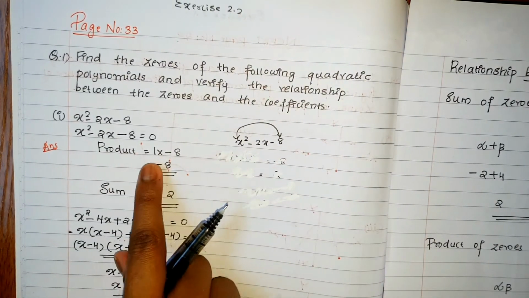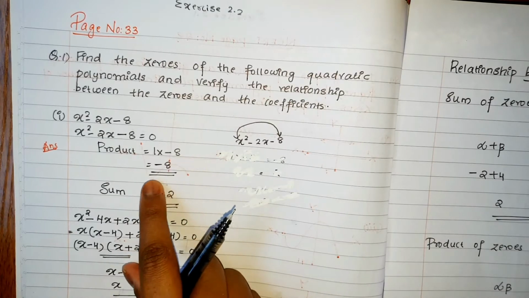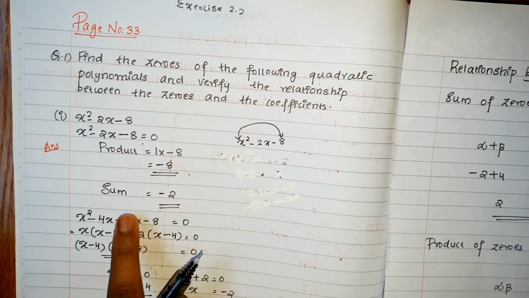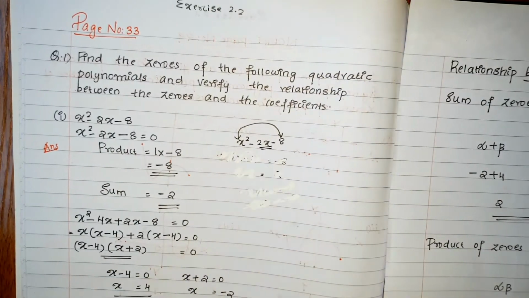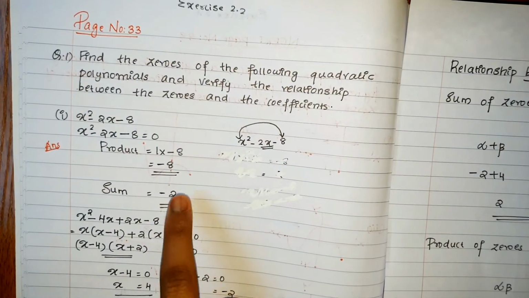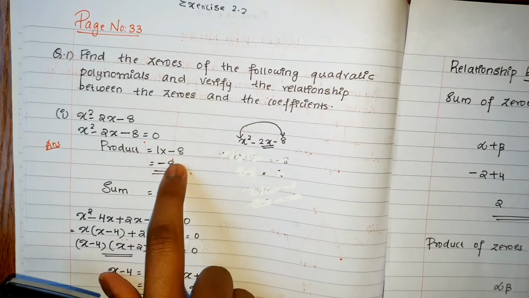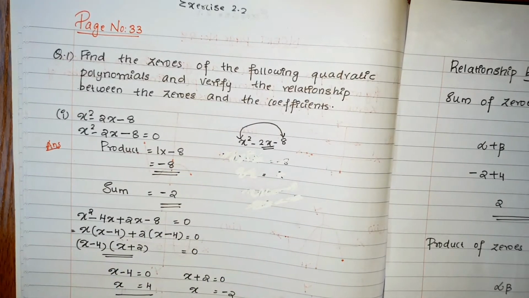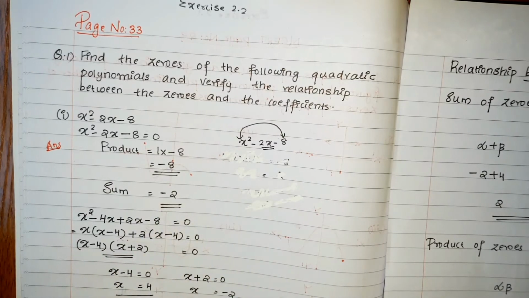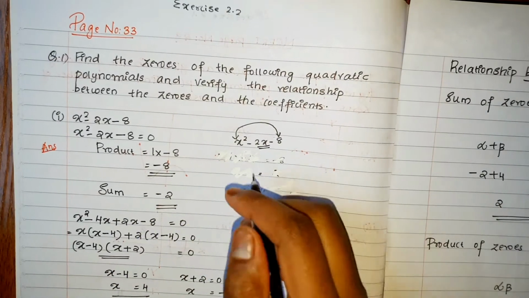So, product is equal to 1 into minus 8, that is equal to minus 8. And sum means the remaining term at the middle, that is minus 2. We have to take the sign also. So, we have to find two numbers. When we multiply those two numbers, we have to get minus 8, and when we add those two numbers, we have to get minus 2. So, what are the two numbers? Which all are the numbers?